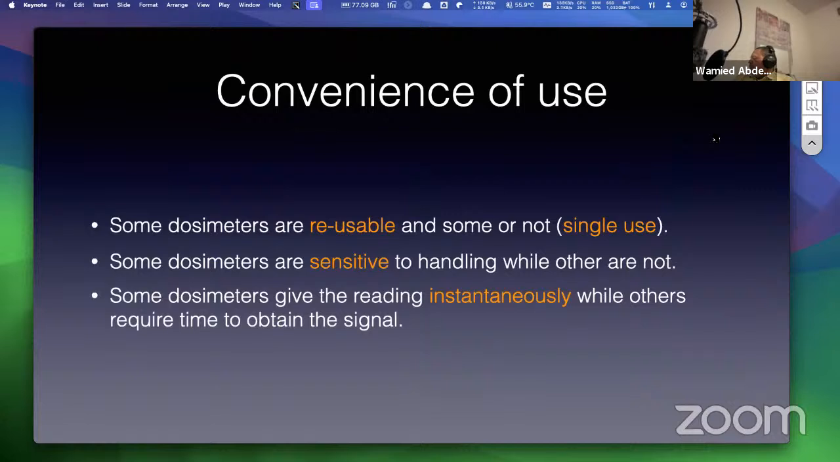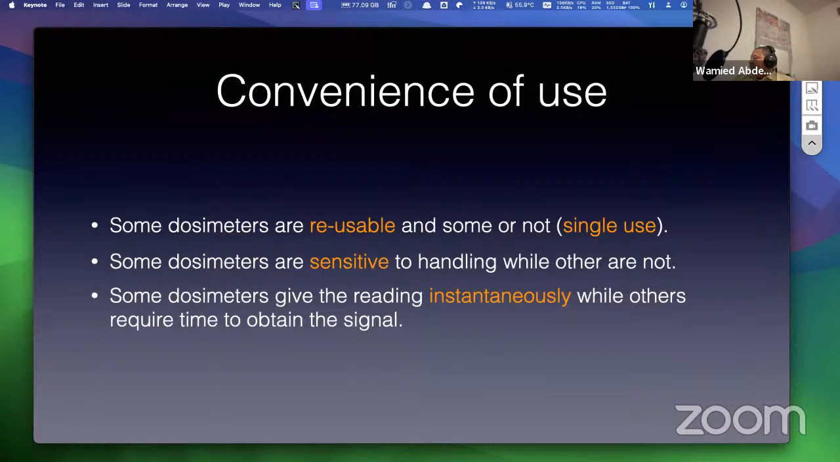Finally, convenience of use. For example, some dosimeters could be reusable and some are single use. An ionization chamber is a reusable dosimeter, whereas a film is a single-use dosimeter. So sometimes we would like to use a reusable dosimeter, and sometimes we want to use a single-use dosimeter. So I cannot say which one is better. It depends on the user, what they want.